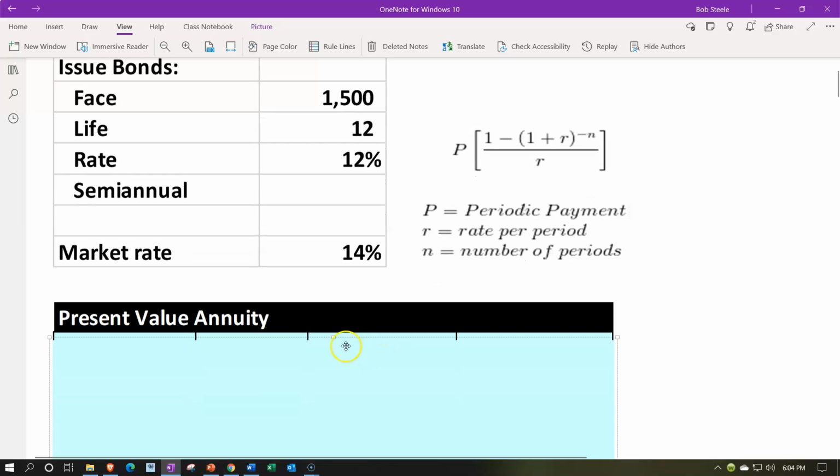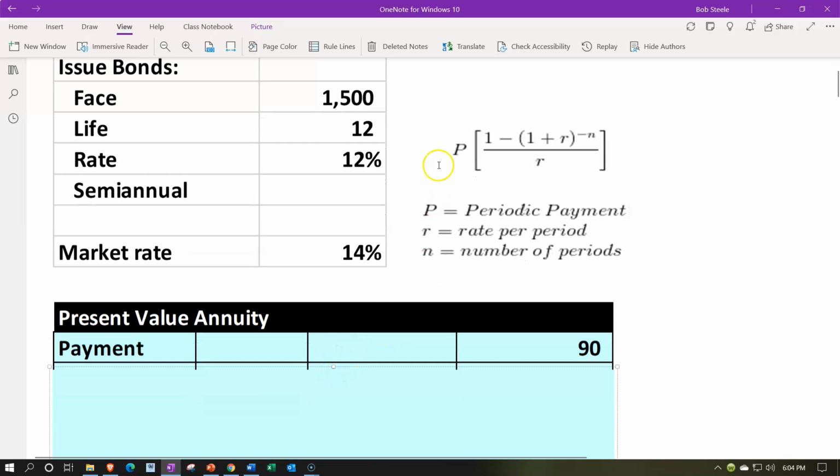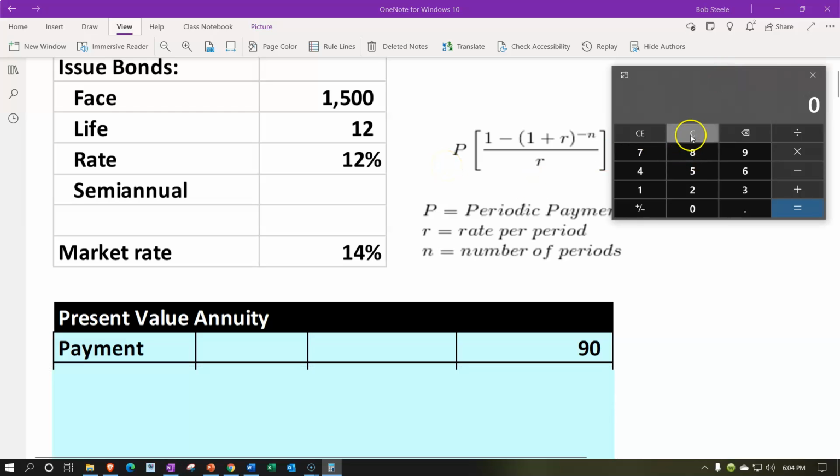So let's go ahead and break this out. Let's put this into our table. We're first going to calculate P in the outer column. And that's going to be the 1500 times 0.12. That would be 180 if it was for a year, divided by 2, and then we get the 90.